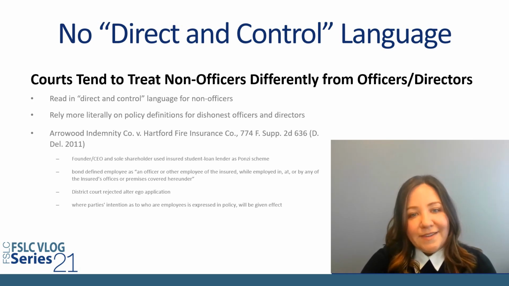In fact, the court leaned into its strict contractual interpretation of the bond in rejecting the insured's alter ego defense, explaining that where the intention of the parties as to who are employees is expressed in a fidelity policy, that intention will be given effect, and an alter ego defense asserted in the context of a fidelity bond is therefore not a common law defense, but rather a defense derived from the language of the policies themselves.